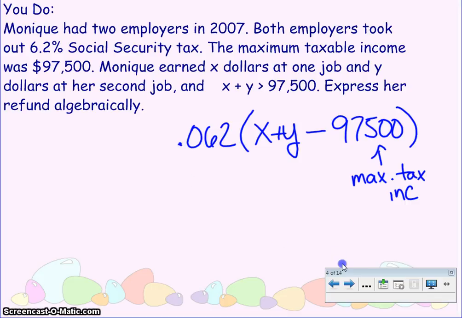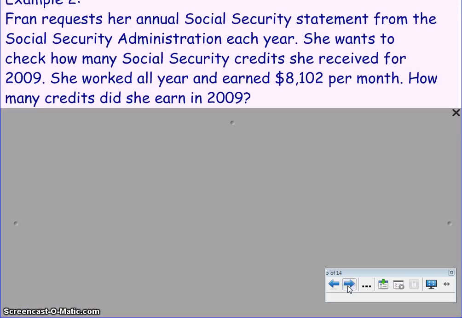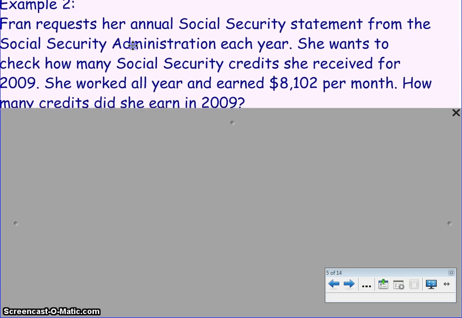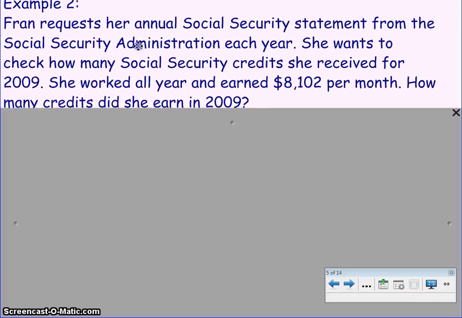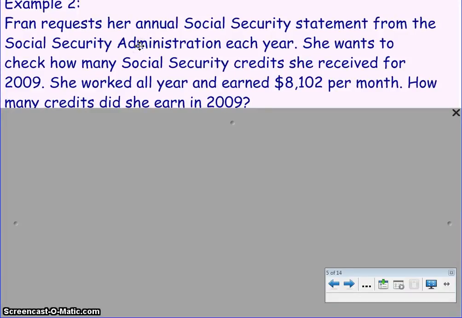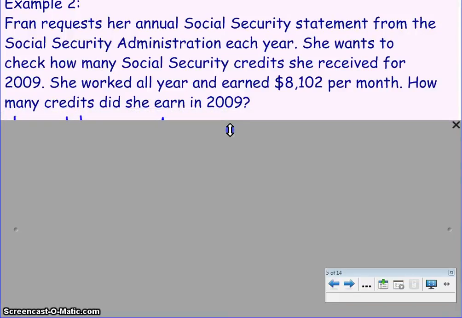All right, number 2. It says here, Fran requests her annual Social Security statement from the Social Security Administration each year. She wants to check how many Social Security credits she received for 2009. She worked all year and earned $8,102 per month. How many credits did she earn for 2009?